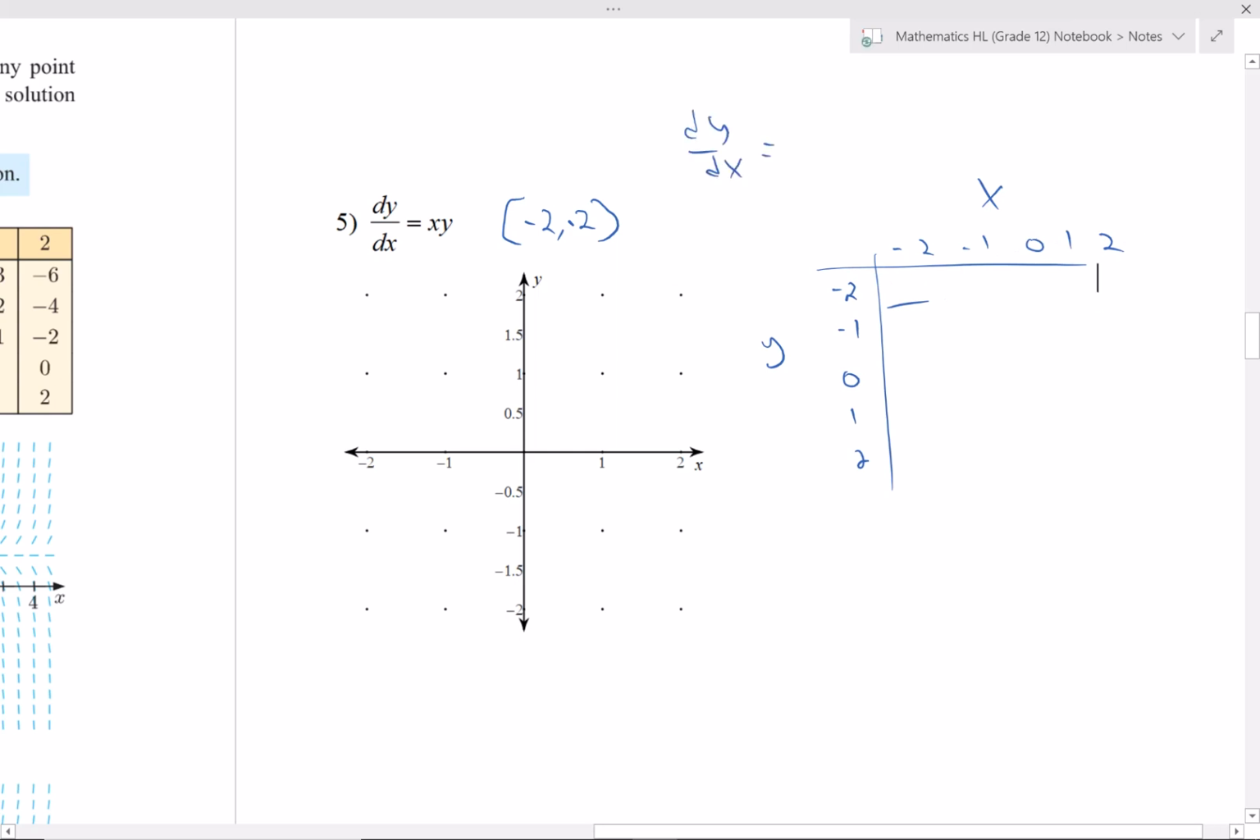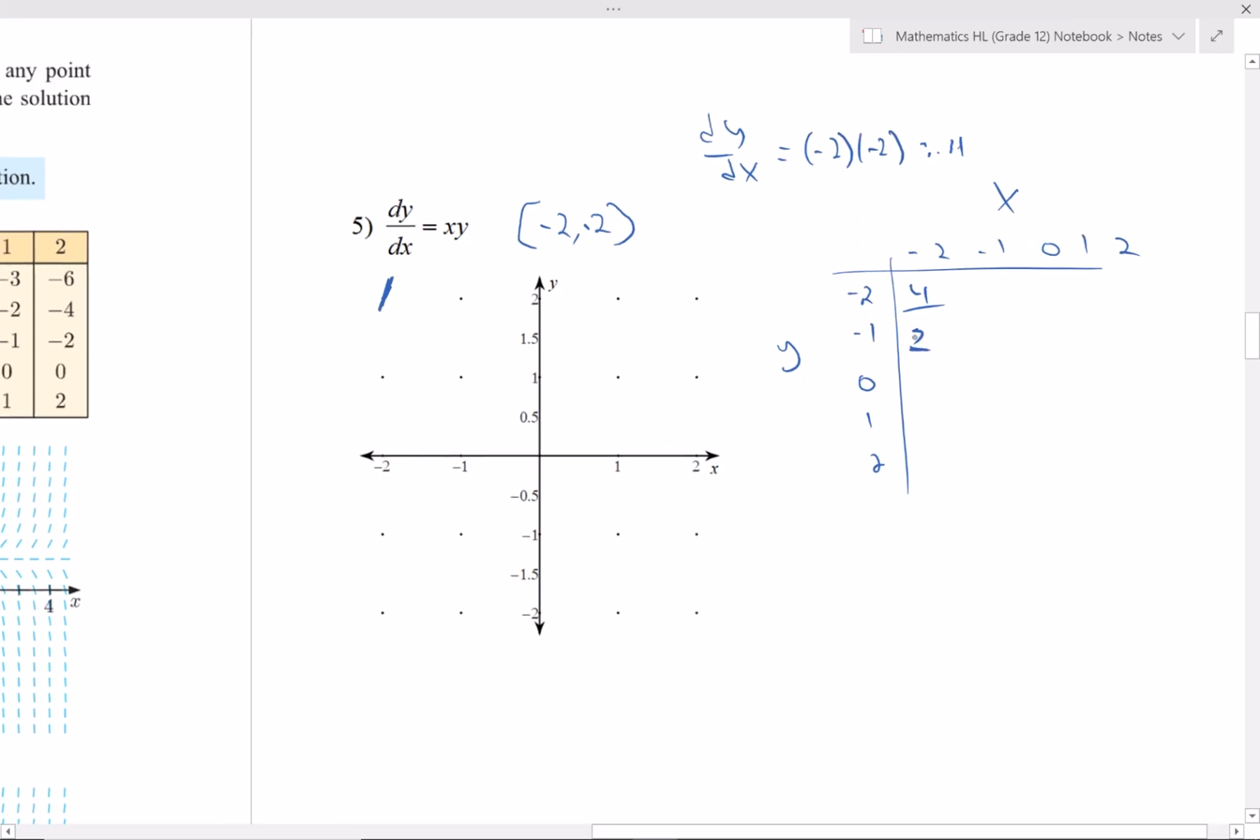In this case, it's x times y. So this one would be -2 times -2, which is 4, right? So at the point -2, 2, you would be trying to graph a slope of 4, which is steeper than 1, right? Maybe 4 looks like that. Here we'd be plugging in -1 and -2. Again, we're just multiplying these, so we can just do this in our head, right? This should be 3.